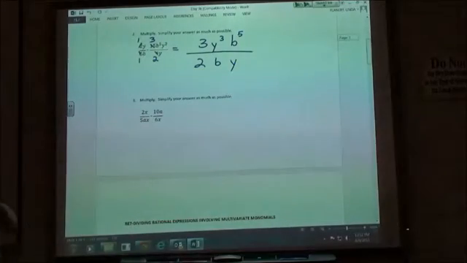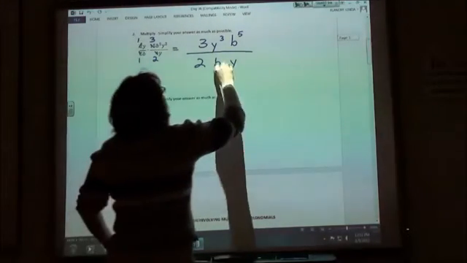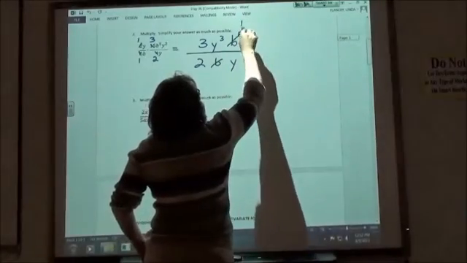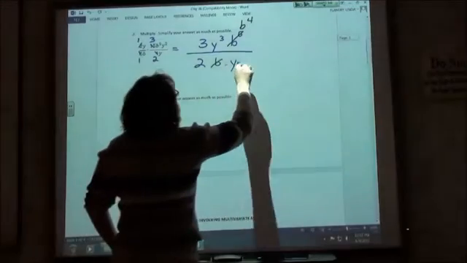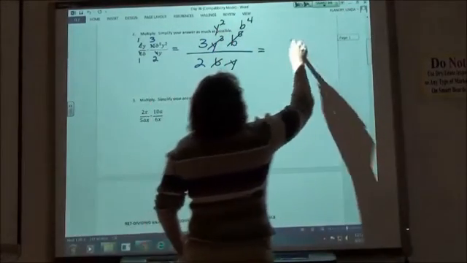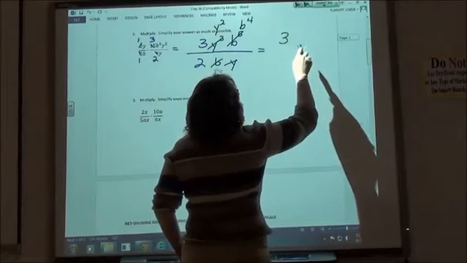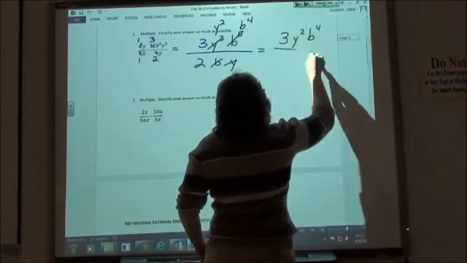So when we look there, we can cancel out 1b, which leaves me b to the 4th up on top, and 1y. 1y, which is y squared. So my answer, 3y squared b to the 4th over 2.